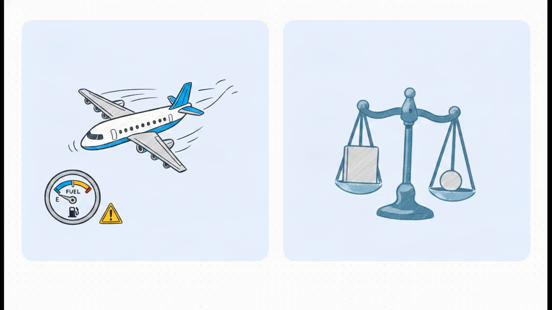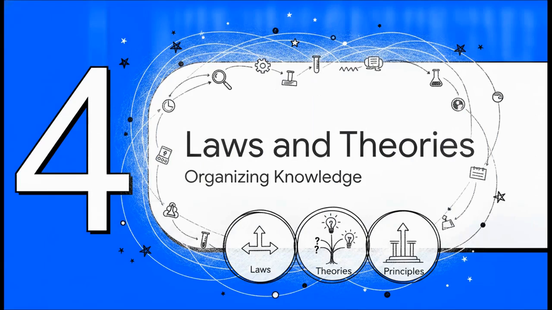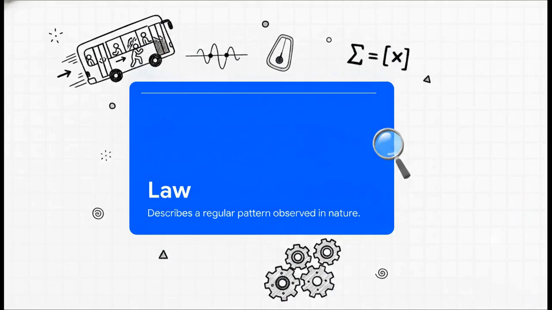It avoids massive errors and keeps everything safe and fair. All right, Section 4, laws, theories, and principles. Organizing understanding. As our measurements get refined and experiments are repeated over and over, our understanding gets grouped into 3 distinct categories that people mix up all the time. First up, a law. A scientific law describes a regular pattern observed in nature, often using math.